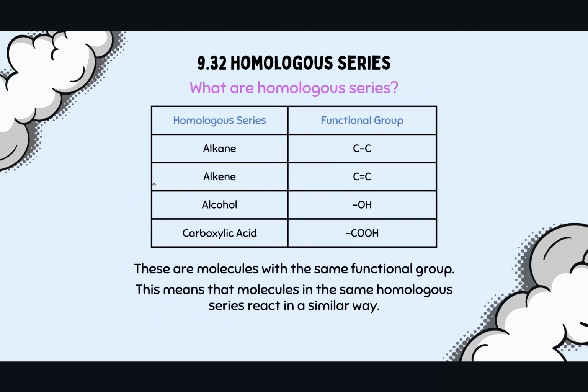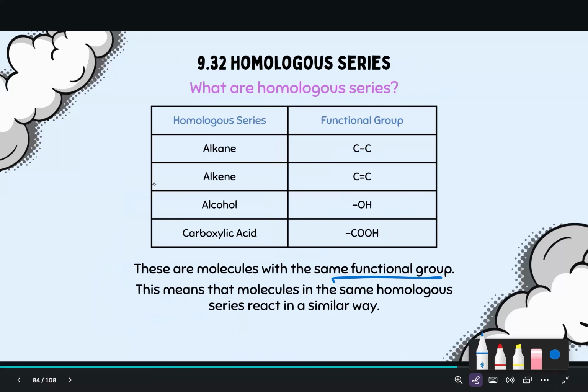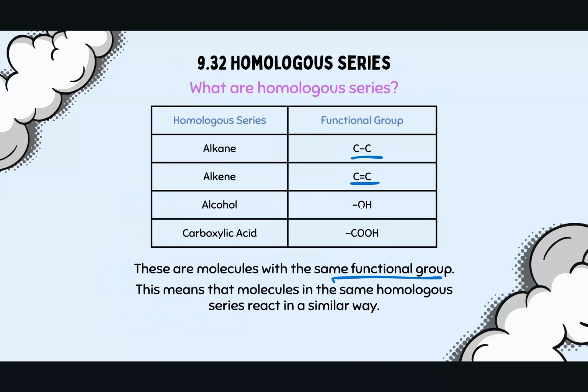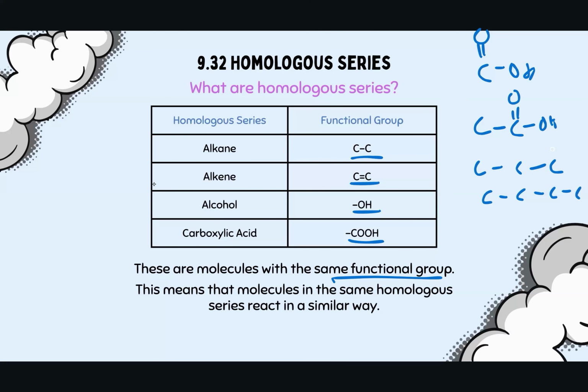Okay, so what are homologous series? These are molecules with the same functional group. This means the molecules in the same homologous series react in a similar way. That's because they have the same functional group, so they react the same way. The functional group is the part that reacts within the molecule. So it doesn't matter if you've got a carboxylic acid with one carbon, two carbons, three carbons, or four carbons. If it's got a carboxylic acid attached at the end, they're all going to react in a similar way.